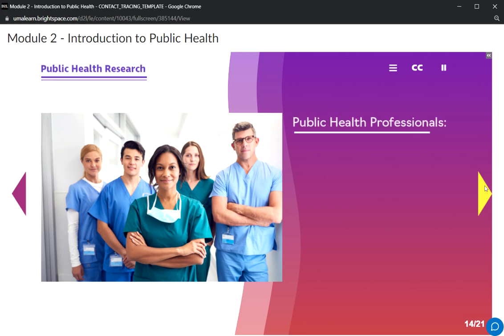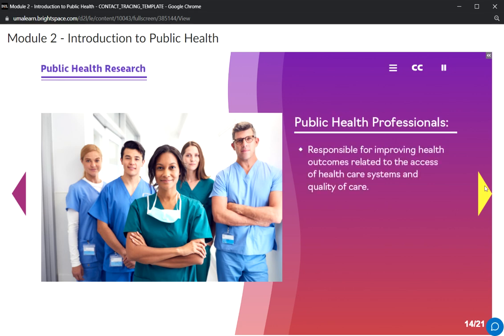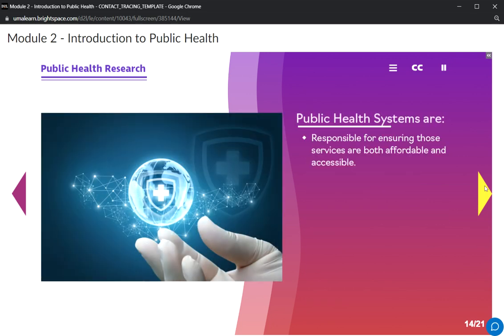Public health professionals are responsible for improving health outcomes related to access to the healthcare system and the quality of care available across populations. While a healthcare worker is responsible for providing direct patient care, the public health system is working to ensure those services are both affordable and accessible.